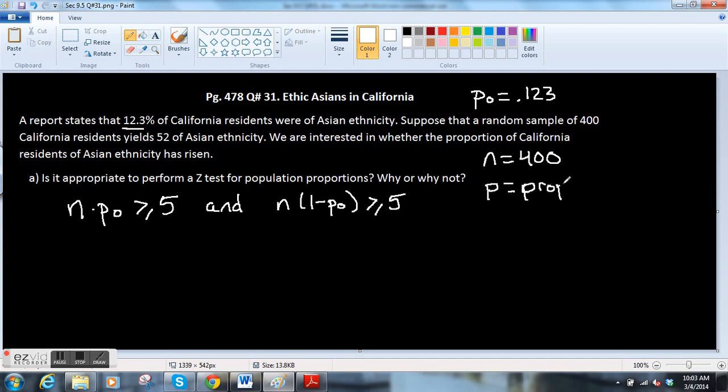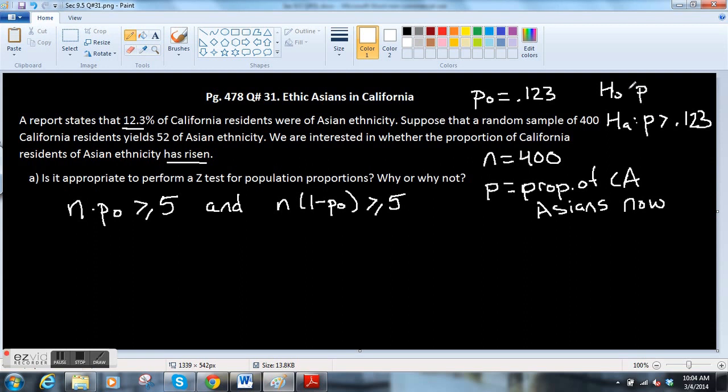We're interested in the proportion of California residents of Asian ethnicity. I'm going to say Californian Asians, even though that's not accurate, but it saves me a little space. Sometimes for these problems, in order to find n and p0, you have to work into the problem a little bit. So we want to know if the proportion has gotten bigger than 0.123. We are interested in whether the proportion has risen, so the alternative hypothesis is p greater than 0.123, and the null hypothesis is p equal to 0.123.